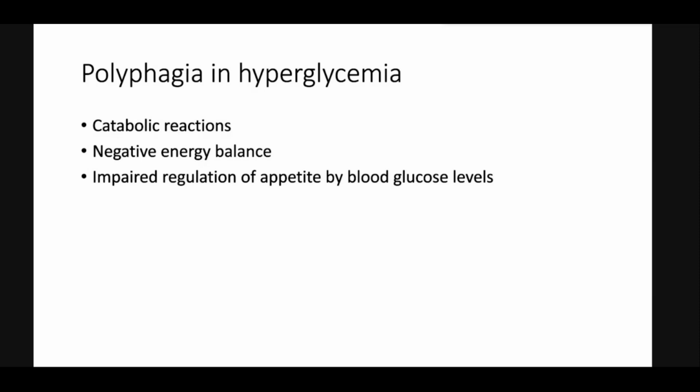And it may be insulin dependent, though other parts of the brain can function without mediation of insulin. This part is believed to depend on insulin to some extent, and therefore there is negative energy balance and also impaired regulation of appetite by blood glucose level, and it leads to polyphagia. And it is interesting to see that despite polyphagia, there is weight loss, because catabolic reactions are the cause of both polyphagia and weight loss. Important one. When a patient has symptoms of polyphagia and weight loss both, a suspicion of diabetes is one strong likelihood.